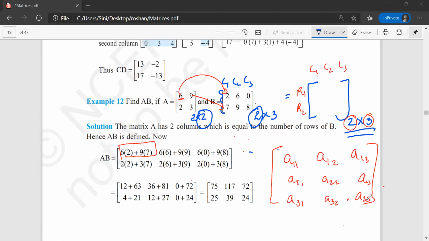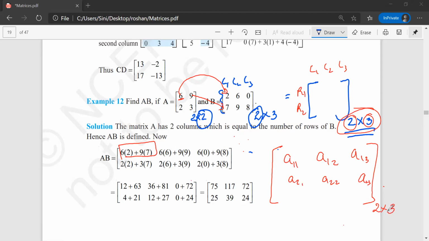Correct? But if I'm writing this, I'm getting a 3 by 3 matrix. But for us, what we need here? 2 by 3. So which means I need only 2 columns and 3 rows. Again, why am I writing these things? We got to show you that we learn from the mistakes. That is the only way we can remember this chapter very clearly.